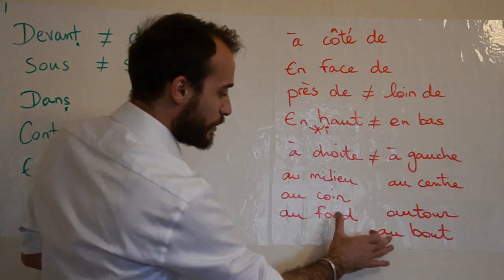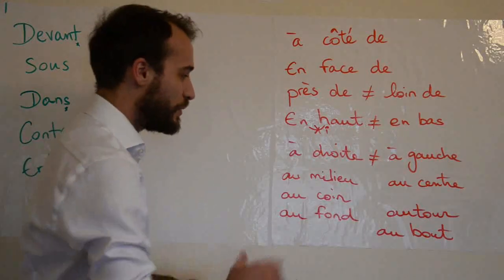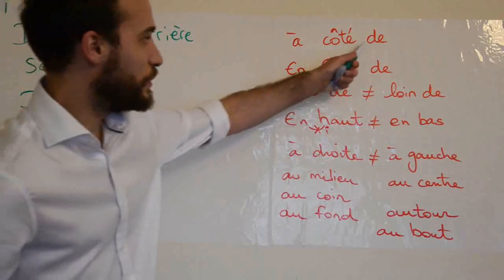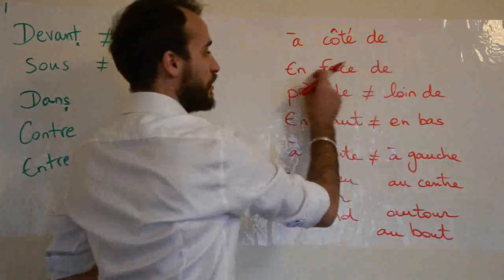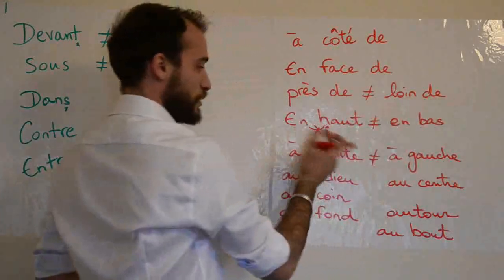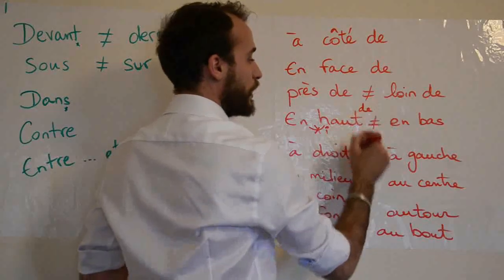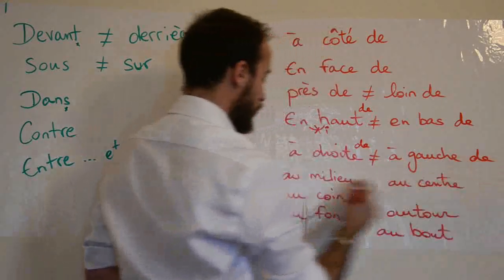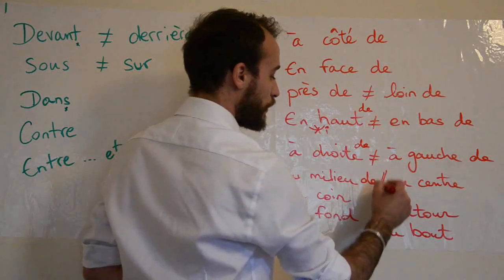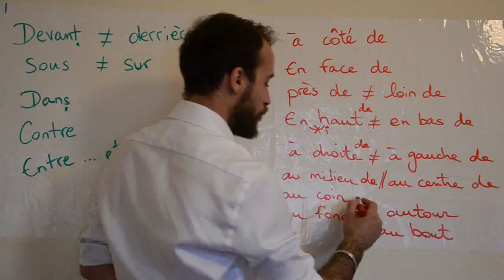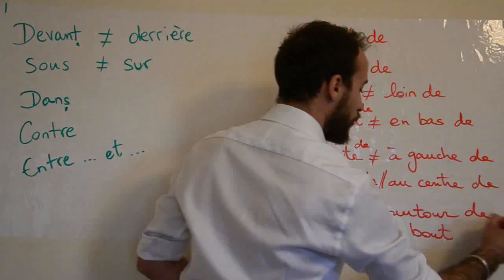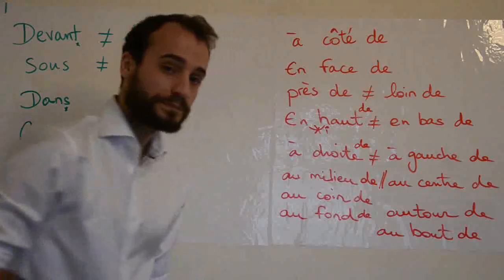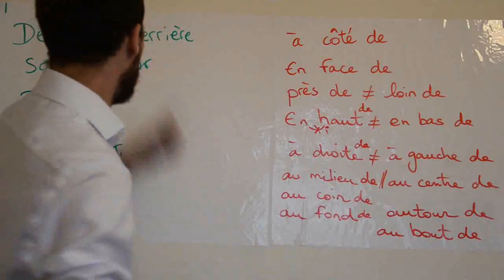So we have to talk a bit about fond and bout. They're slightly different, but for now we're not gonna focus on that much. This list is different than this one because, as you can see, we're using de. So it's à côté de, en face de, près de, loin de. In fact, you can say en haut de as well, en bas de, à droite de, à gauche de, au milieu de, au centre de, au coin de, autour de, au fond de, and au bout de. So these ones are using de after, these ones no.